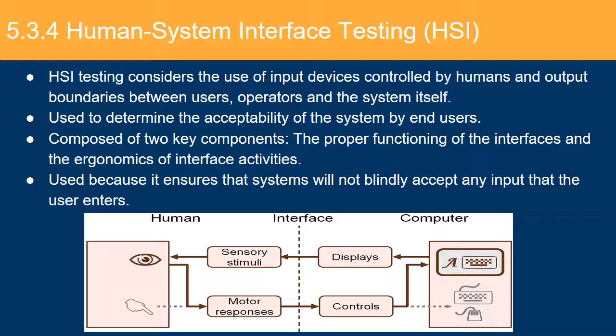Human System Interface Testing, or HSI for short, considers the use of input devices controlled by humans and output boundaries between the user, operator, and the system itself. HSI is used to determine the acceptability by the end users. It is composed of two parts: the proper functioning of interfaces and the ergonomics of interface activities.